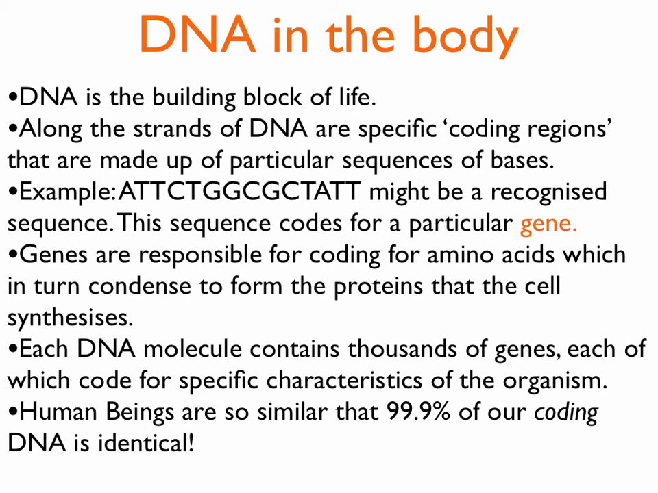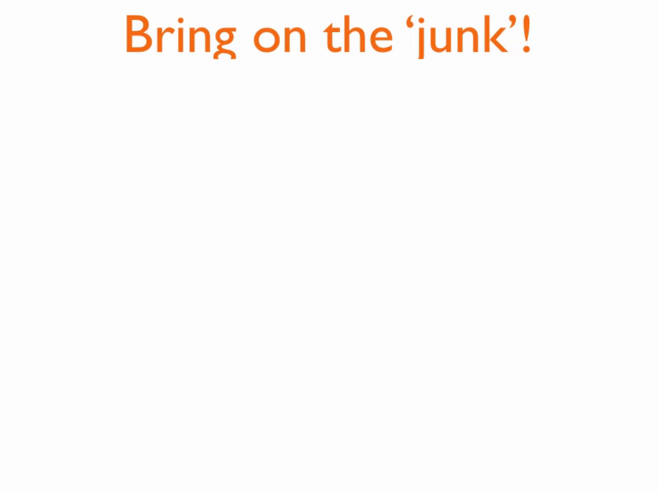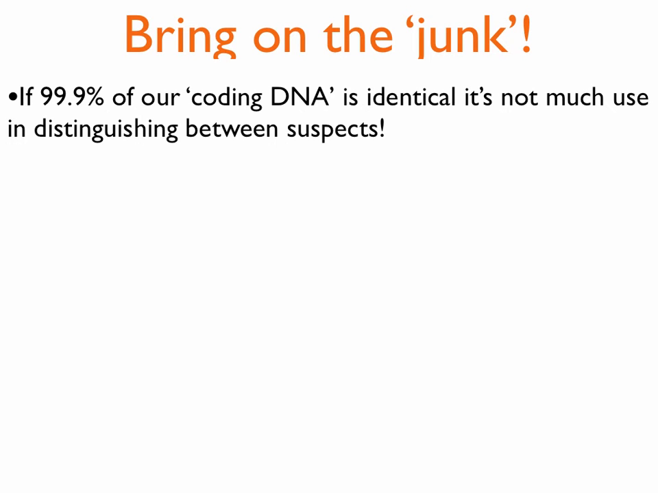And the reason we're so similar is because 99% or 99.9% of that DNA coding region is identical. So that's not actually very helpful for us when we start to think as a forensic chemist. If 99.9% of our coding DNA is identical, it's not much use in distinguishing between suspects at a crime scene. Because all you would do is draw out all these gene coding regions and say, okay, the suspect is definitely a human being. And then you've got 6.5 billion suspects to choose from.